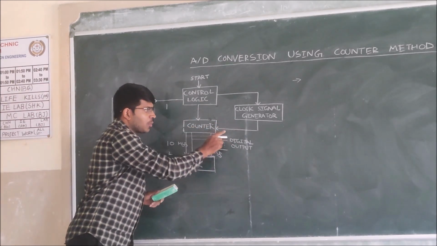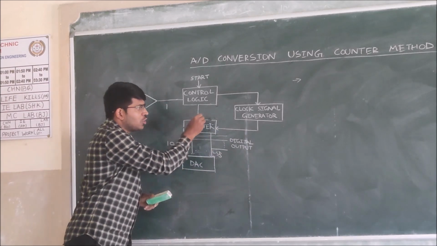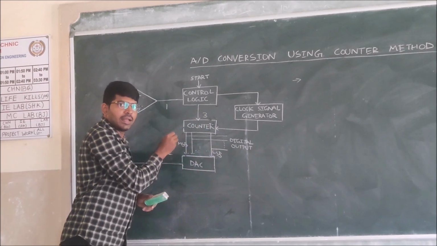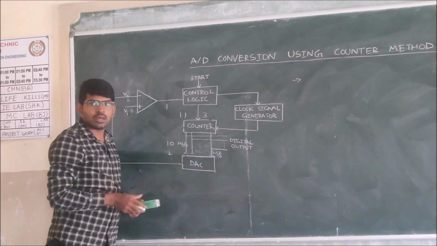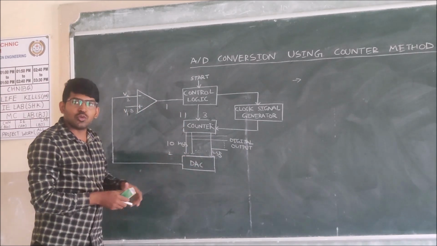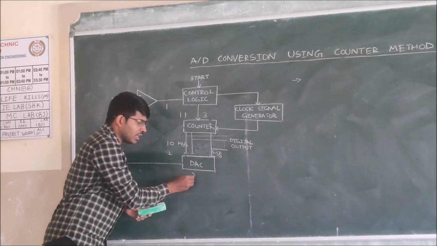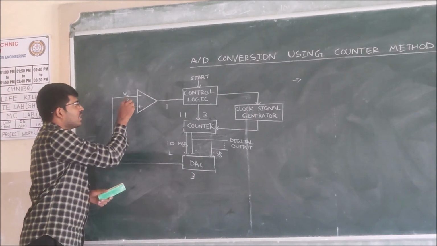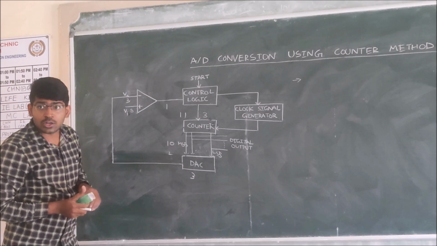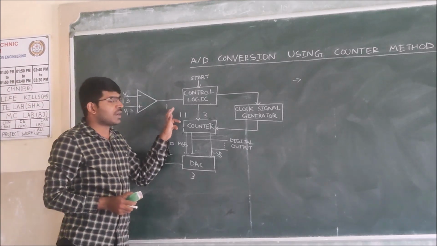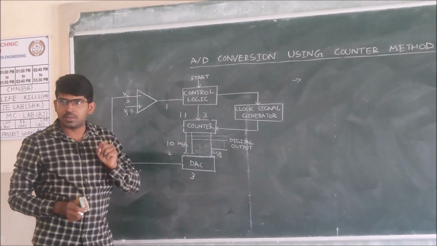Now one more clock pulse will be sent. Now the counter value increases to 3. Binary equivalent value is 1, 1. Again this binary value will be converted to analog 3. It checks whether 3 is greater than 8 or not. No. Still the comparator value is 1.